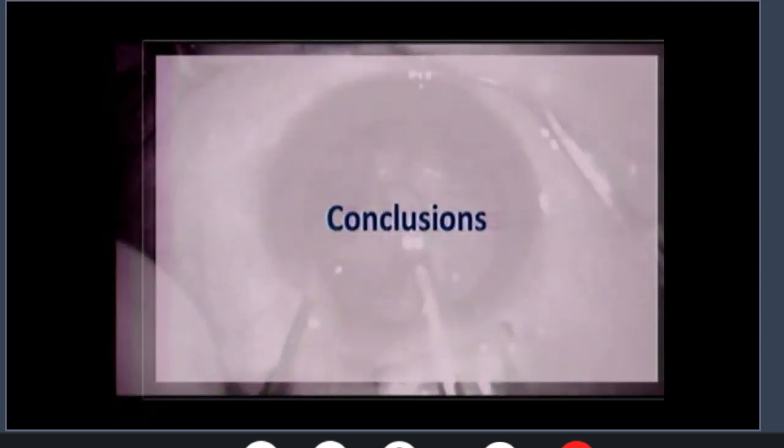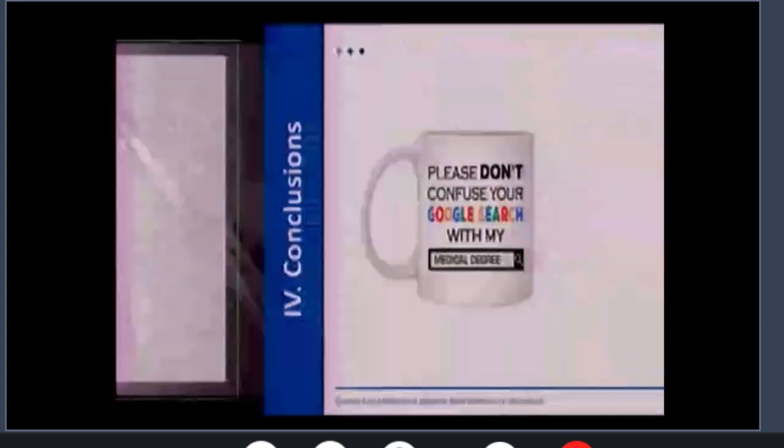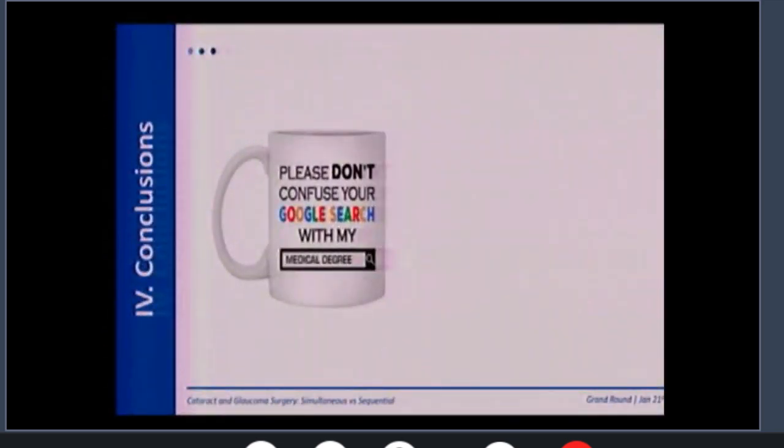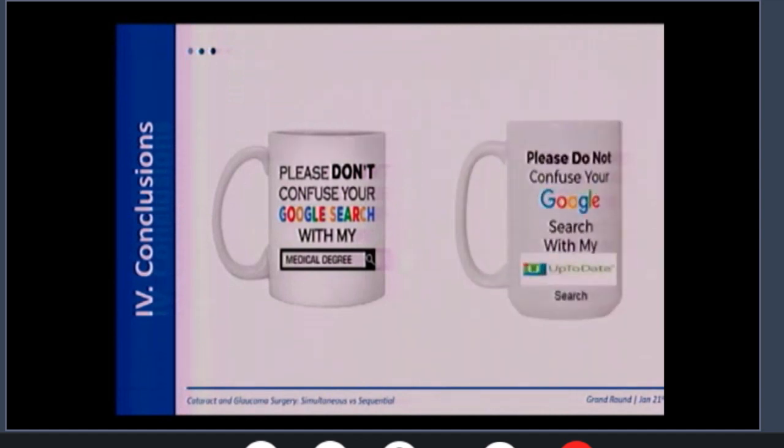So I'll just conclude with a couple of slides. We still have 7 minutes. Before I do, a lot of patients Google things online and come to you with some information that's not always accurate. And doctors always say, please don't confuse your Google search with my medical degree. I guess this applies to the older generation, but it doesn't apply to our generation because we also Google medical stuff online. So what we should say to the patient is, don't confuse your Google search with my up-to-date search.